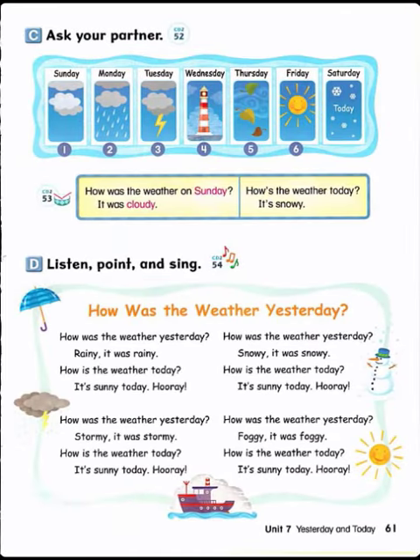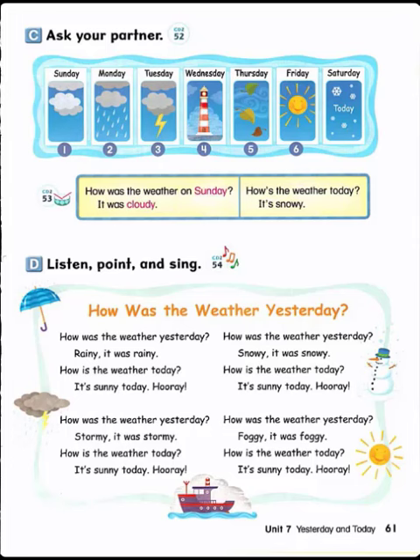Page 61. See. Ask your partner. Number 1. How was the weather on Sunday? It was cloudy. How's the weather today? It's snowy. Number 2. How was the weather on Monday? It was rainy. How's the weather today? It's snowy. Number 3. How was the weather on Tuesday? It was stormy. How's the weather today? It's snowy. Number 4. How was the weather on Wednesday? It was foggy. How's the weather today? It's snowy.